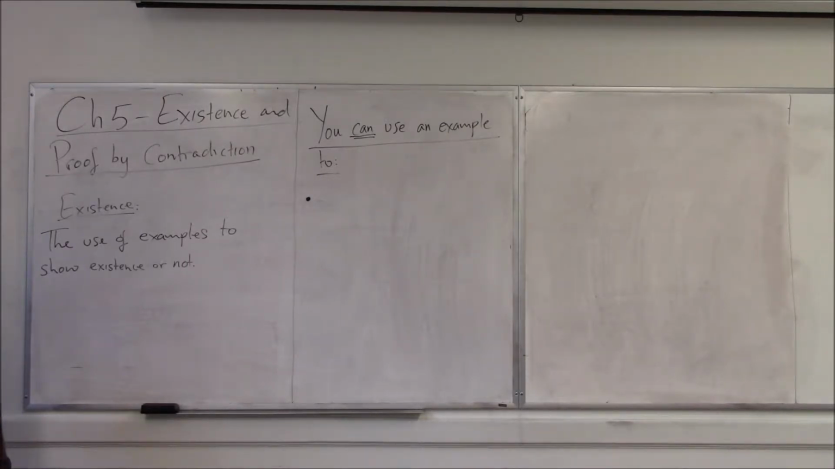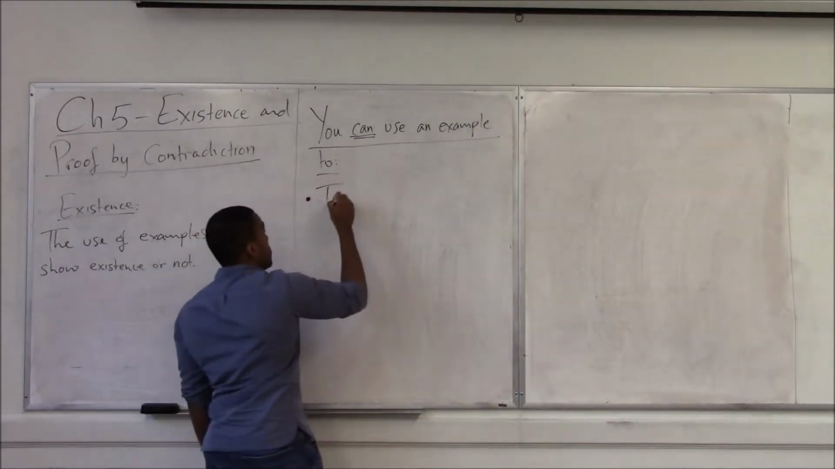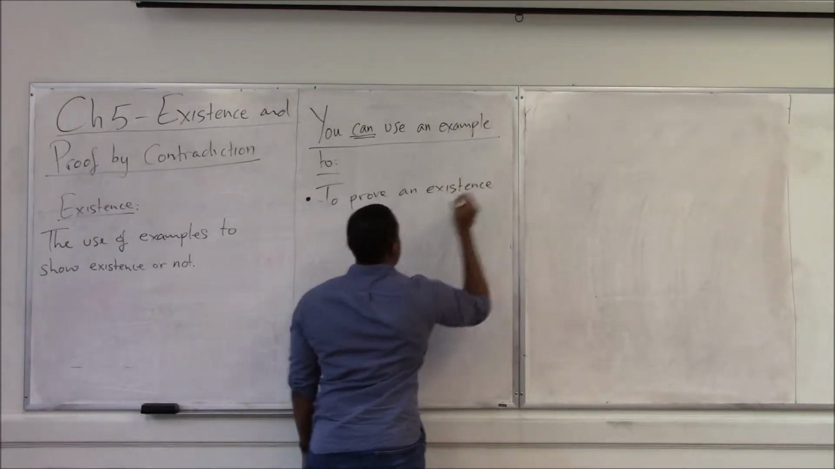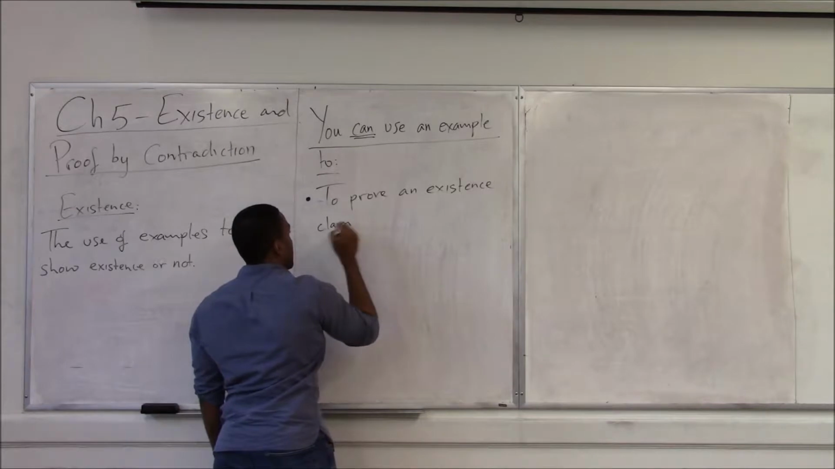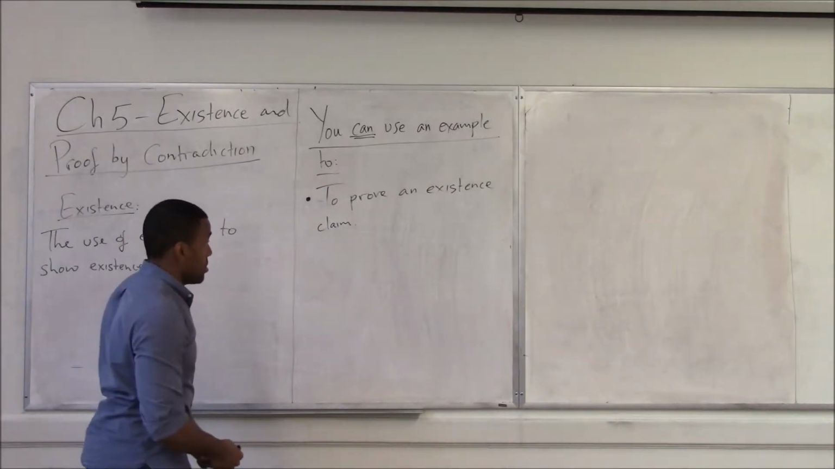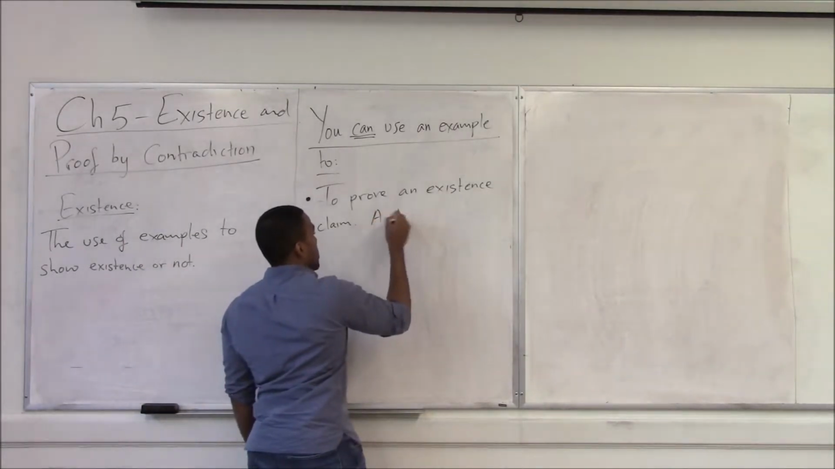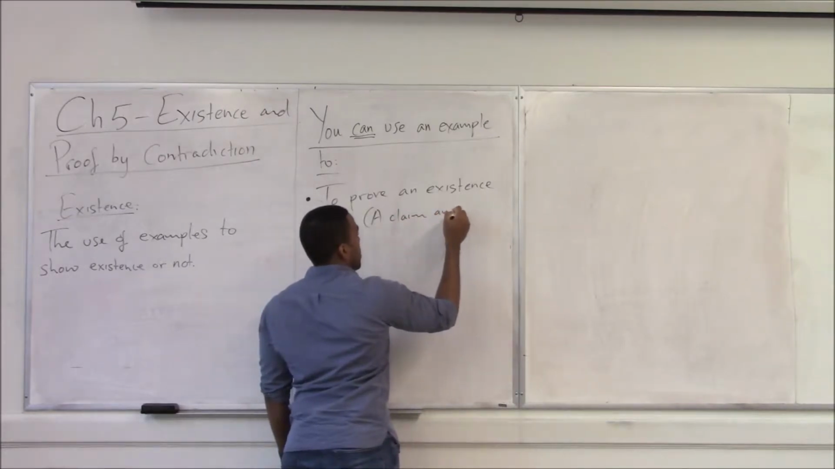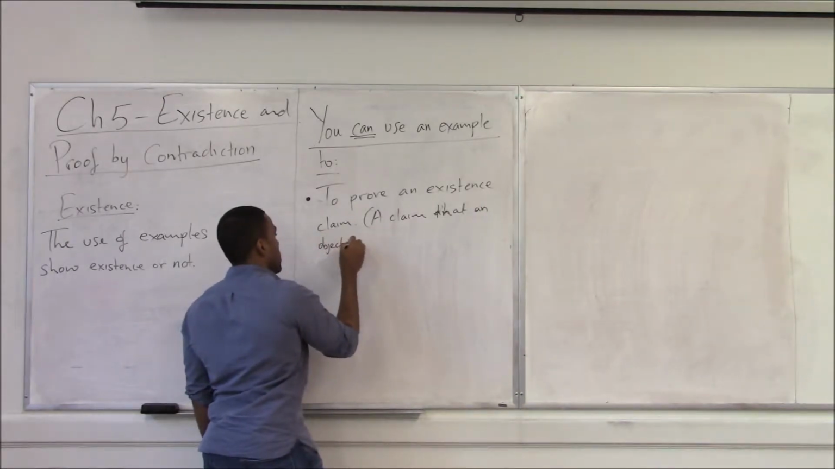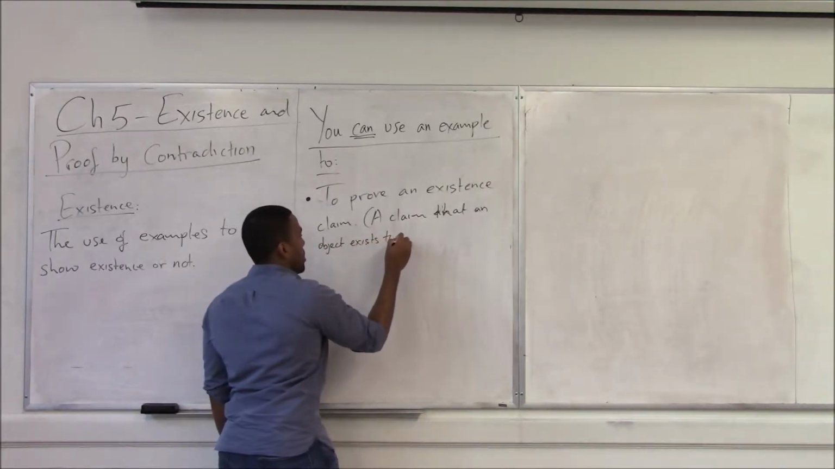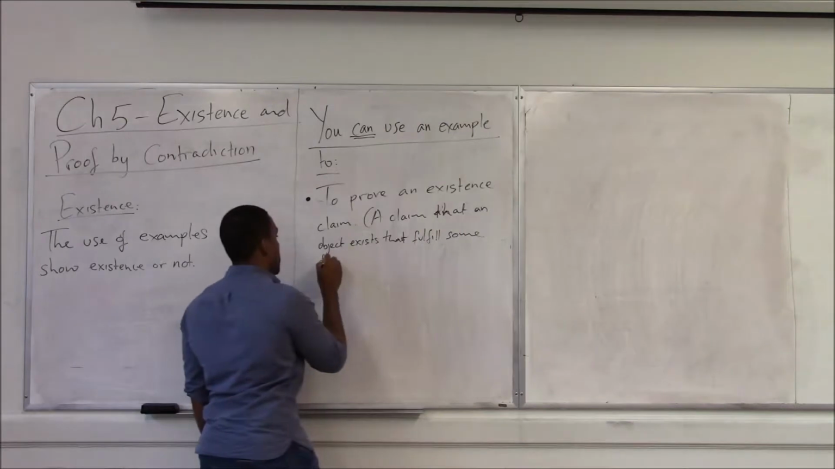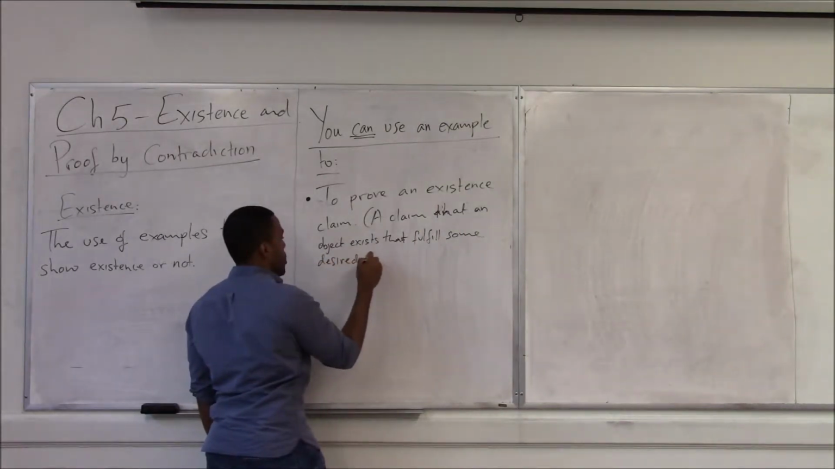Trying to prove something exists. When you're trying to prove something exists, to prove an existence claim. That's it, right? This, by the way, is a claim that something exists. A claim that an object exists that fulfills some desired properties.